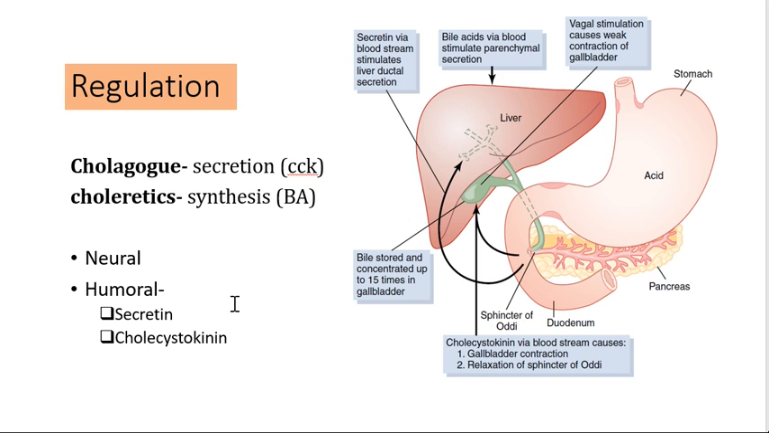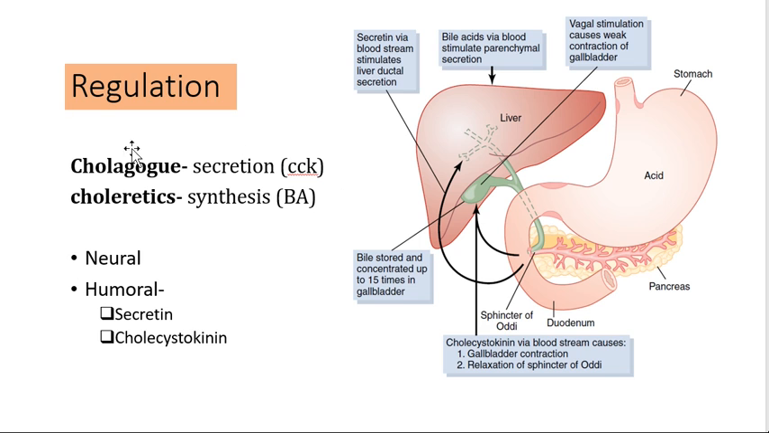If we talk about regulation of liver secretion, there are two components. One is cholagogue, which are substances that can increase or stimulate the secretion of liver bile. Then choleretic substances, which are substances that increase synthesis. So are you getting me, one basically increases synthesis of the bile and one stimulates secretion of the already formed bile, right?